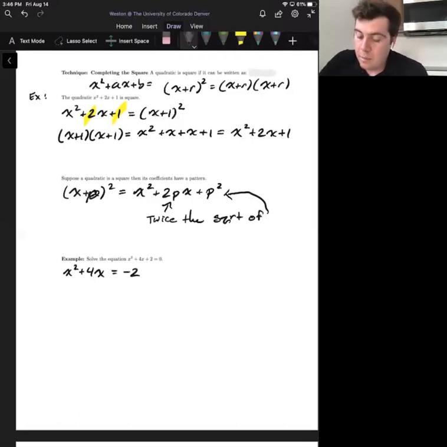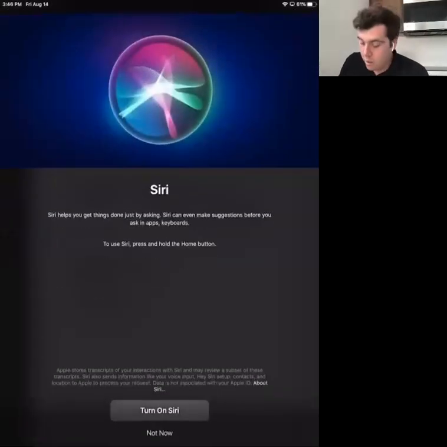Now, we said that the middle coefficient, in this case 4, needs to be twice the square root of the ending coefficient. So we'll take 4, we'll cut it in half. That gives us 2.